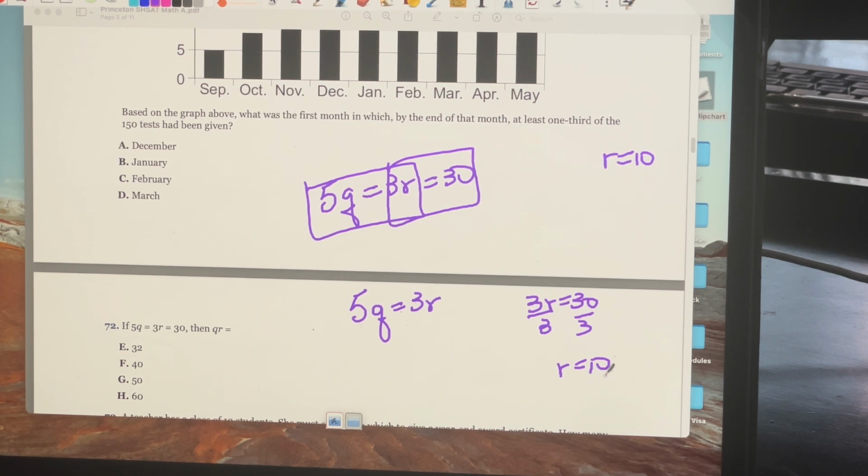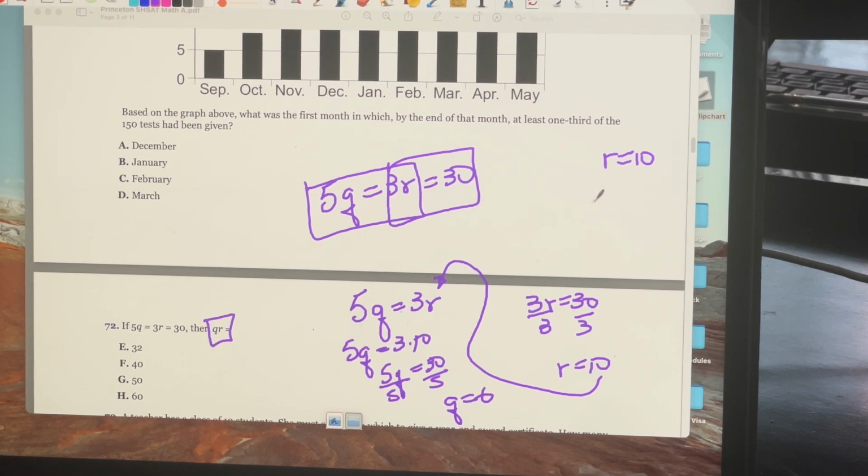And now that you know what R is, you can substitute that in the other relationship. So we get 5Q equals 3 times 10, 5Q equals 30, divide both sides by 5, and Q now equals 6. But our question is, what's Q times R? Well, Q is 6. So Q times R is 10 times 6, which you get 60. So 72 is H.